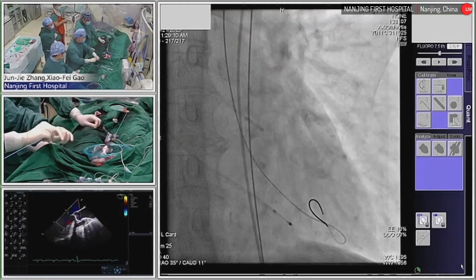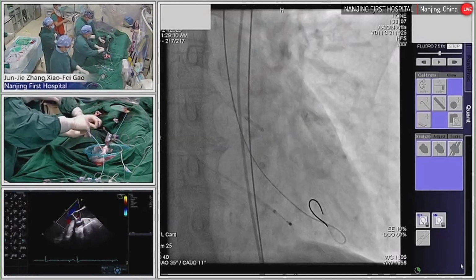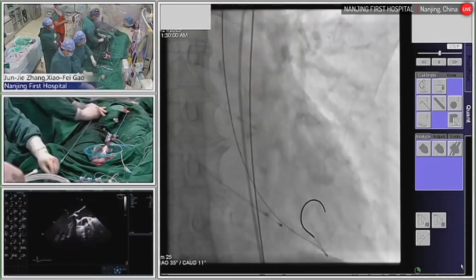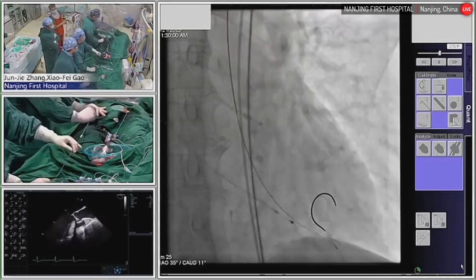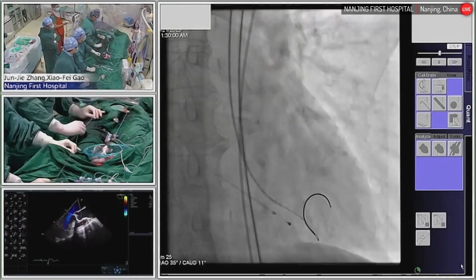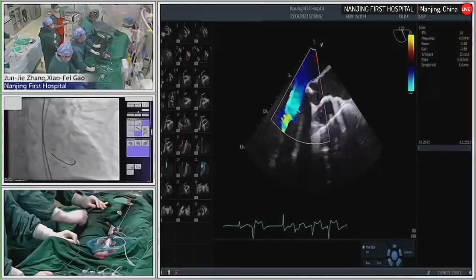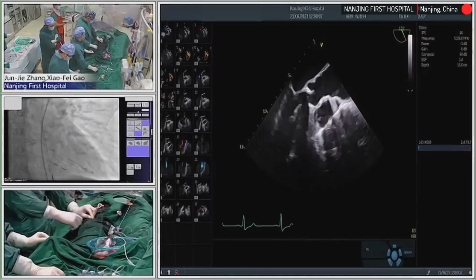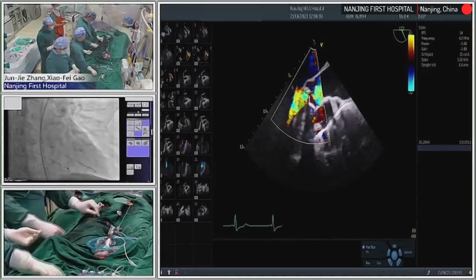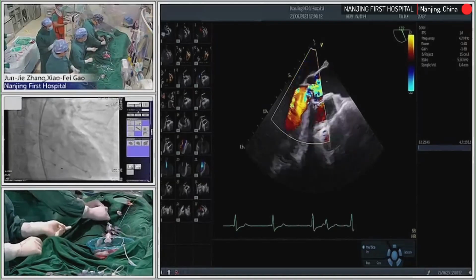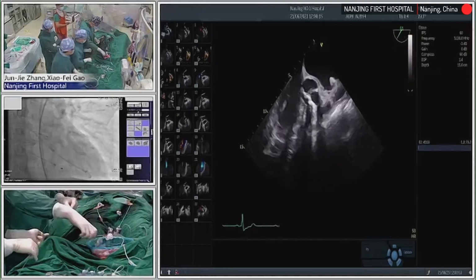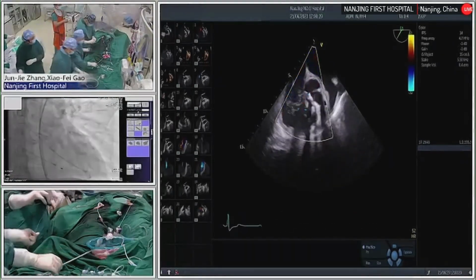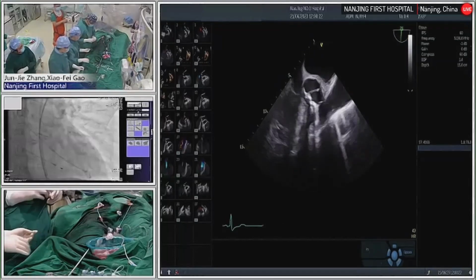So Dr. Zhang Juan, can you introduce the echo information after BAV? Well, actually, it is quite a successful BAV, but I think the leaflets of the valve are quite thickened and quite calcified, and it's very hard to open. So actually, till now there is mild regurgitation. Yeah, okay, I think that's okay. That's okay. We can use this wire.